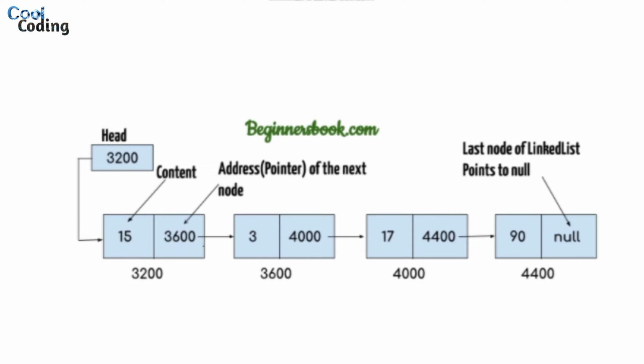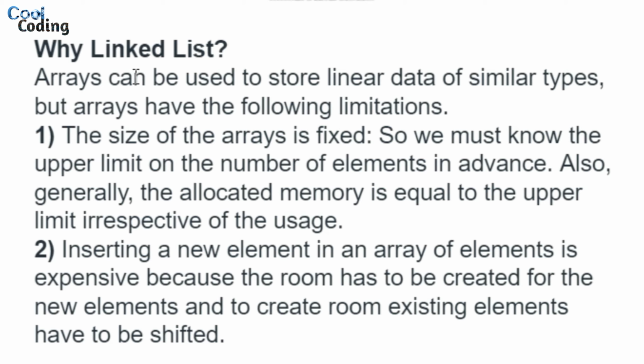So first, take a look at why we need a linked list. An array can be used to store linear data of similar types. A linked list is also used to store linear data of similar type. But arrays have some limitations. The size of the array is fixed, which means we have to define the array with a size and we cannot change it later. So we must know the upper limit of the number of elements in advance.